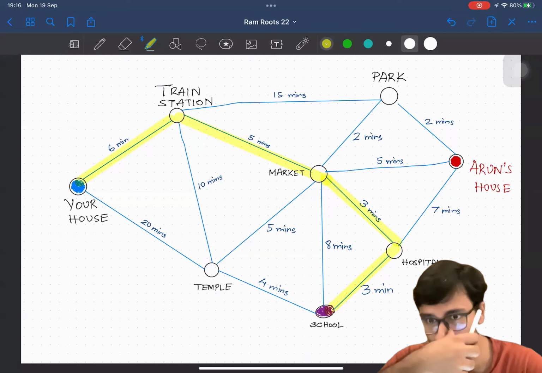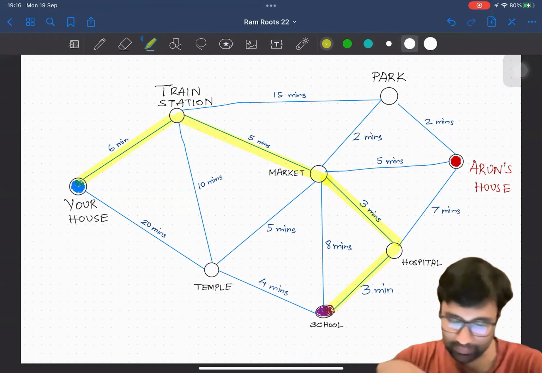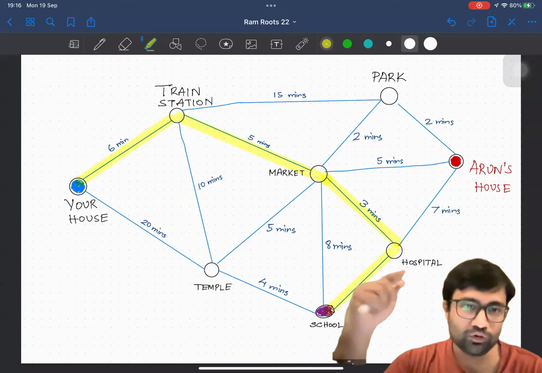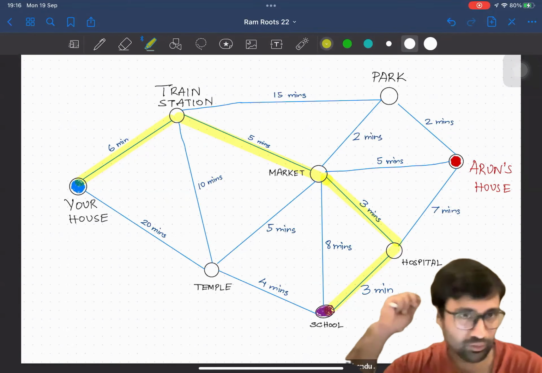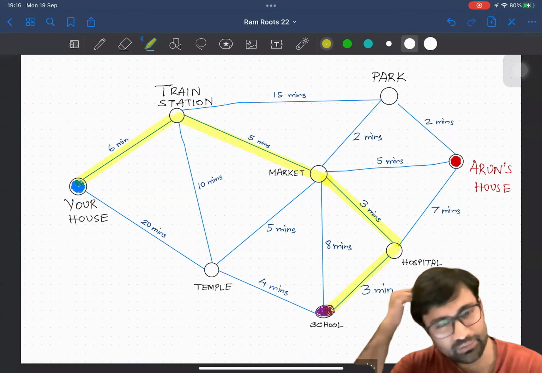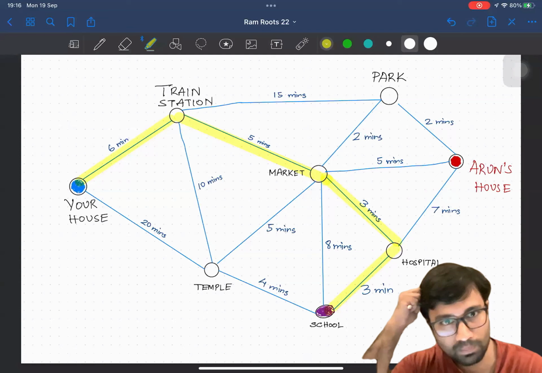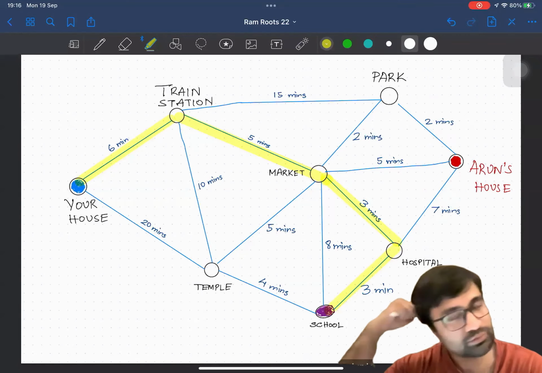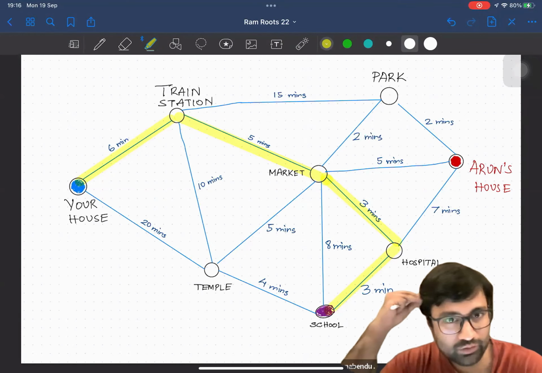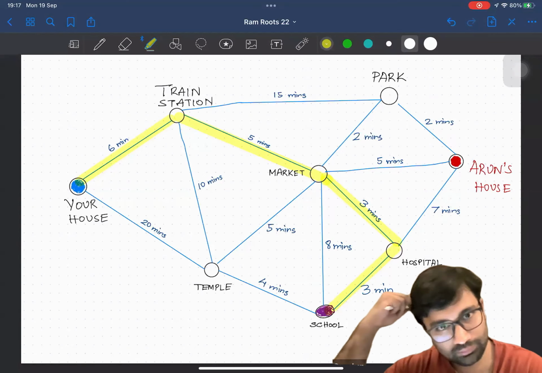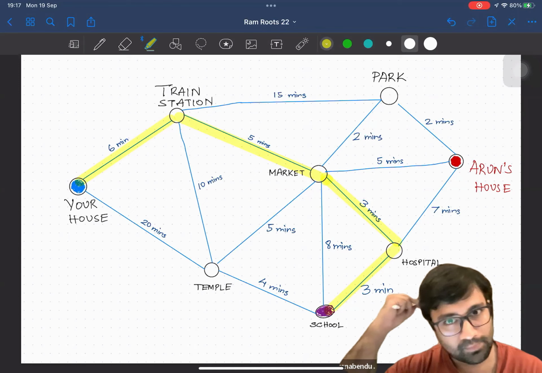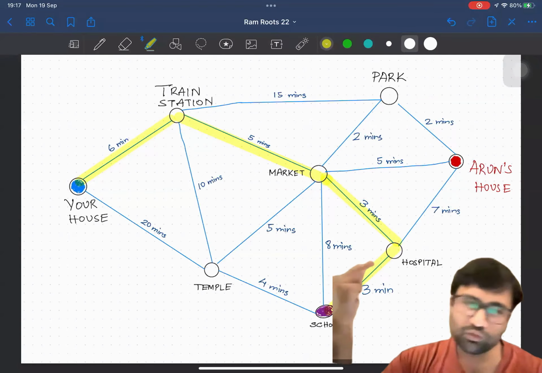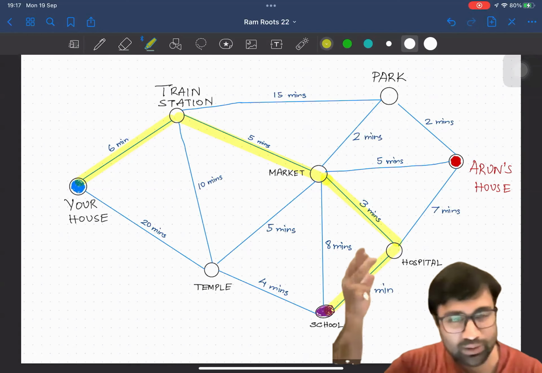Okay. So hopefully everyone is more or less convinced that if you want to go from your house to school, then the fastest route is the one drawn here, and that takes 17 minutes, right? Is anyone not convinced? Or do you have a faster way of going to school from your house? Okay, so we don't know for sure, but it seems like that 17 minutes is how much time it is going to take.